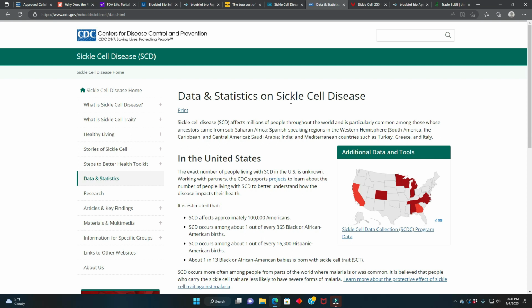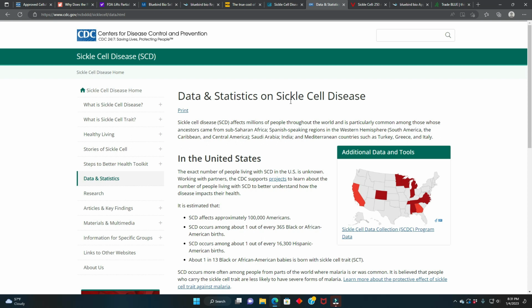So according to the Centers for Disease Control and Prevention, sickle cell affects approximately 100,000 Americans. Sickle cell disease occurs among about one out of every 365 Black or African American births. Sickle cell disease occurs among about one out of every 16,300 Hispanic American births. And about one in 13 Black or African American babies is born with the sickle cell trait. So what does that say? Out of every 365 Black babies that are born, one is going to suffer with sickle cell.